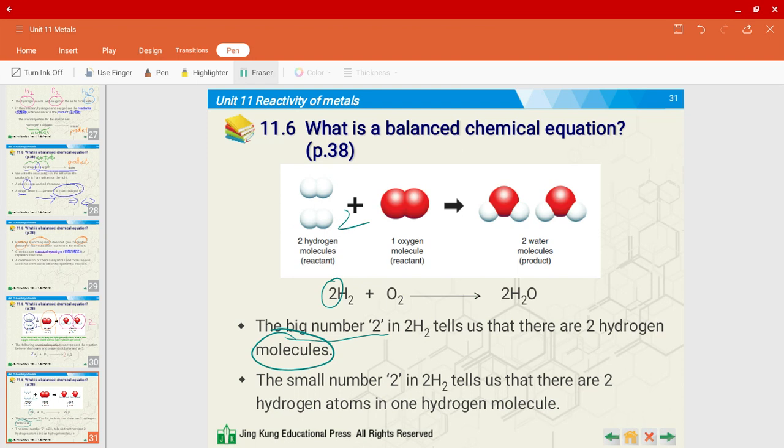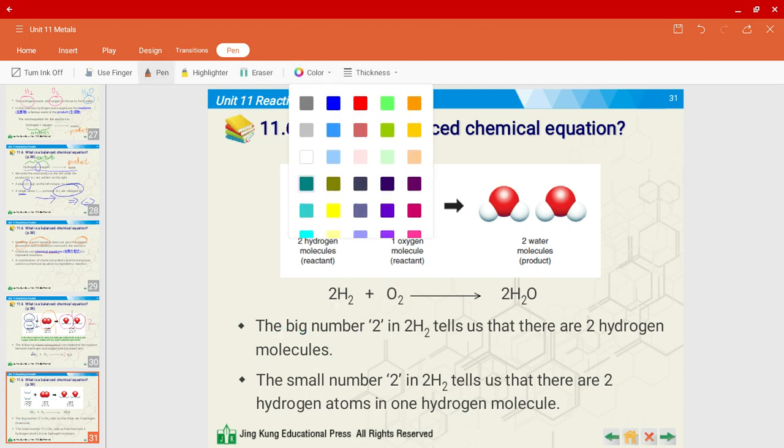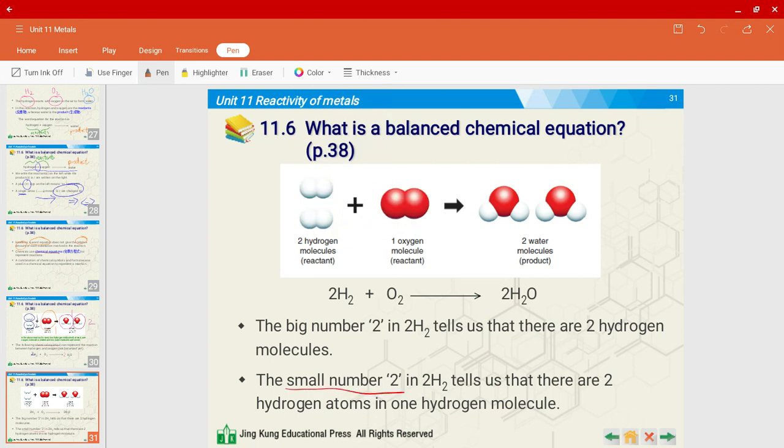And what does the small number 2 mean? Let me use a different color. Let me use red. The small number 2 is this one. That is what I mean. It tells us how many hydrogen atoms there are in one hydrogen molecule. So let us focus on one hydrogen molecule only. Let us focus on this one. How many hydrogen atoms are there? There's one hydrogen atom over here, and that is the second hydrogen atom over there. That is the meaning of the 2.